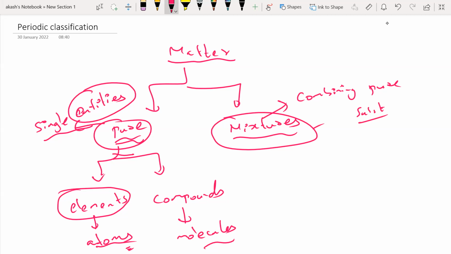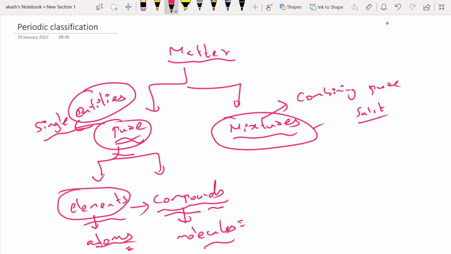Two or more atoms combined together form a molecule. A molecule is a combination of two or more atoms. In the same way, I can define compounds also: two or more elements combined together to form compounds. Say carbon element and oxygen element combine together to form a CO2 compound, right? It's very simple to understand, isn't it?